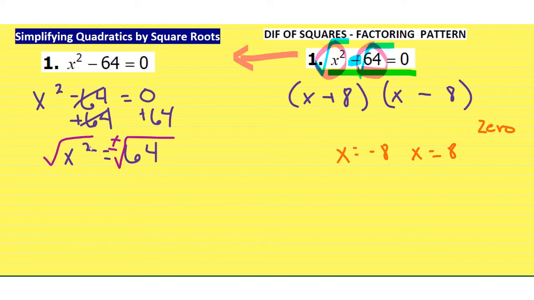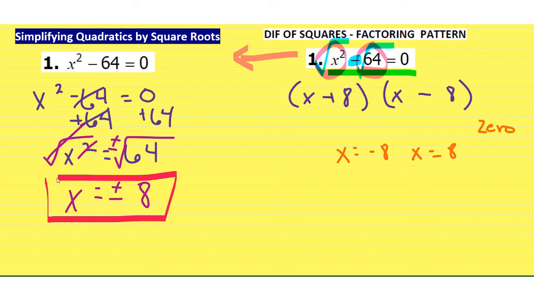The square root and the square cancel each other out, literally, and we end up with just an x, and that is going to be equal to plus or minus the square root of 64. And of course, we know that 8 times 8 is equal to 64, so the final answer would be plus or minus 8. So this answer is the same as this answer.